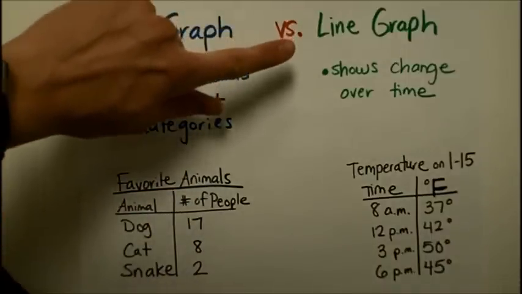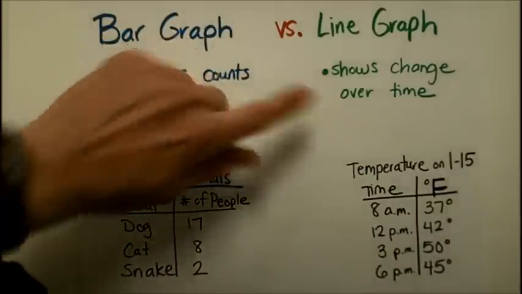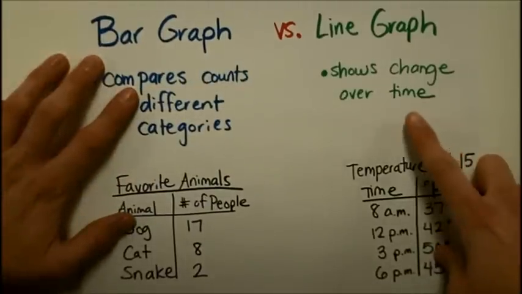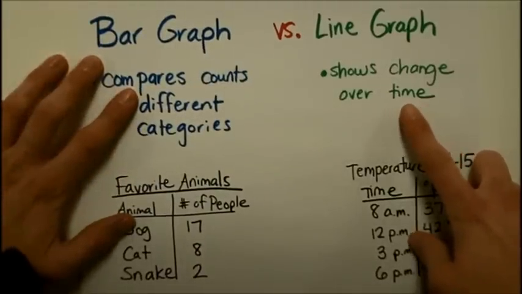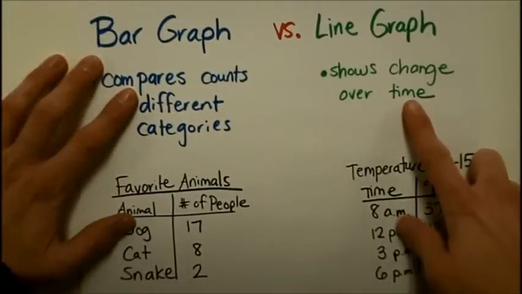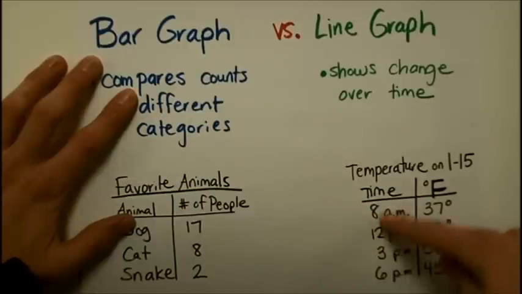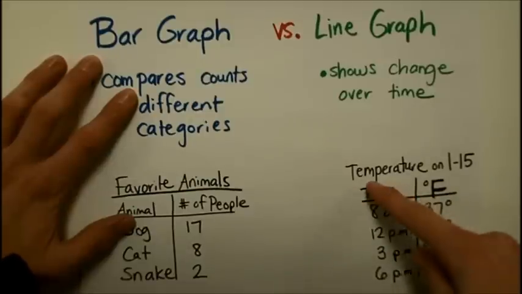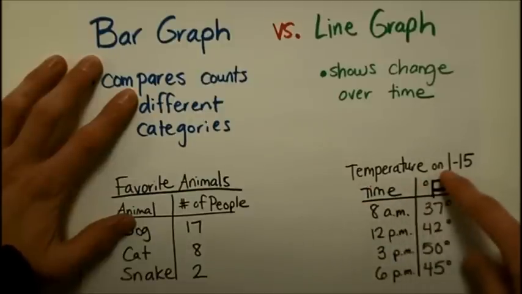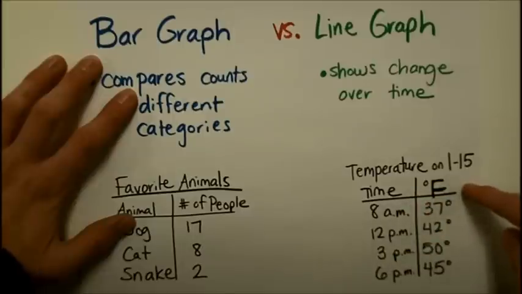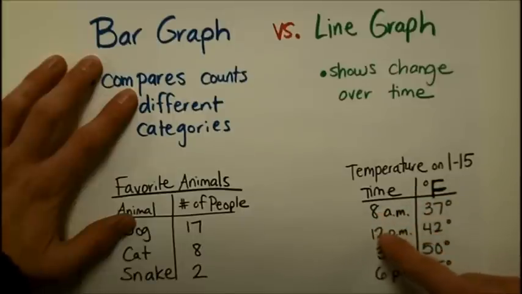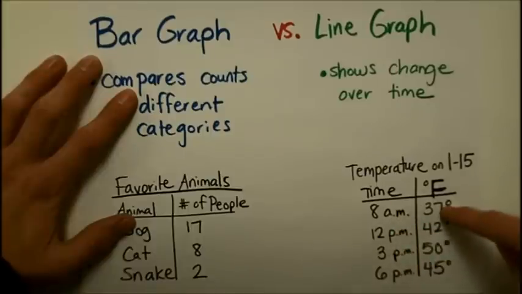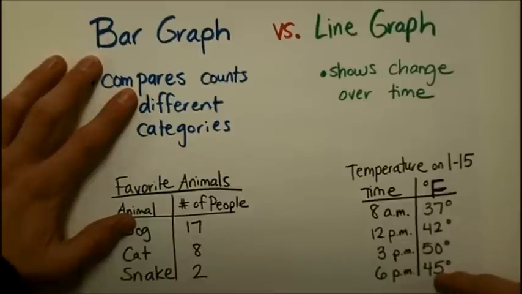A line graph, on the other hand, shows change over time. The key word is that a line graph almost always has some sort of measurement and time on the left-hand side when you look at the data table. So, for example, if we took the temperature every 3 hours on a certain day, we would have time here. So every 3 hours we are looking at the clock, but also looking at the thermometer. And we would draw a line to represent this data because the temperatures are changing over time.